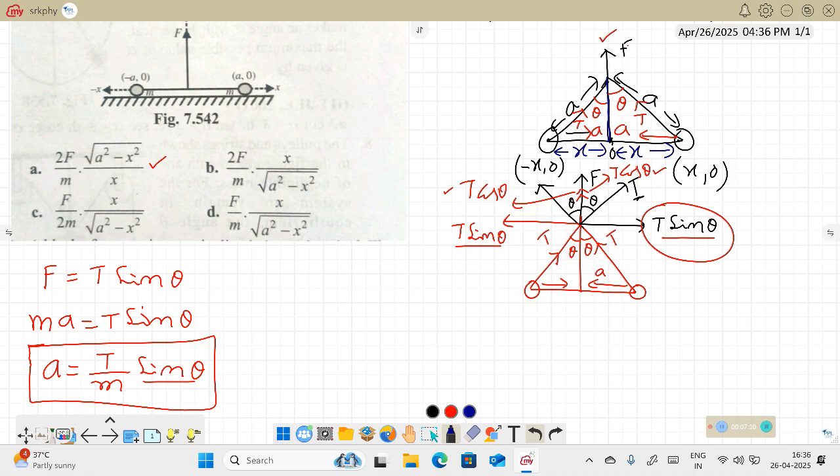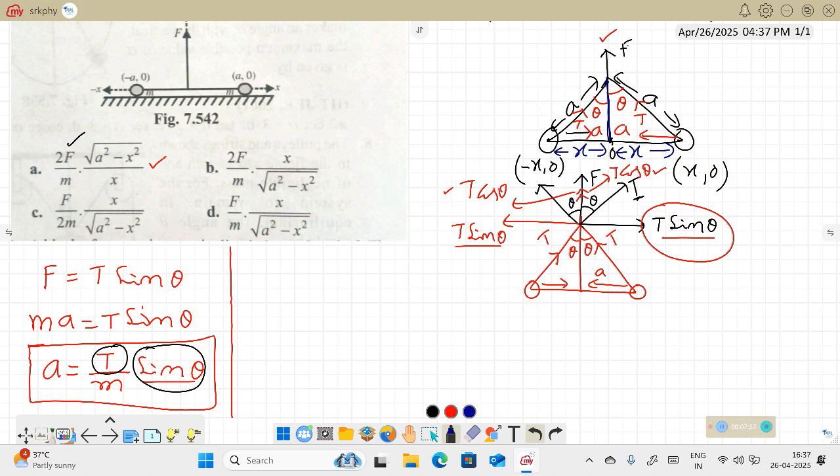To find it, what I am doing here is, the T value is not given in the answers, only F and m values are given. So you have to remove the T value. What are the two values? You have to replace the T value and the sin theta value. So how to find this T value from the diagram? The T value you have to write in the form of, sorry, F. So how to write it?